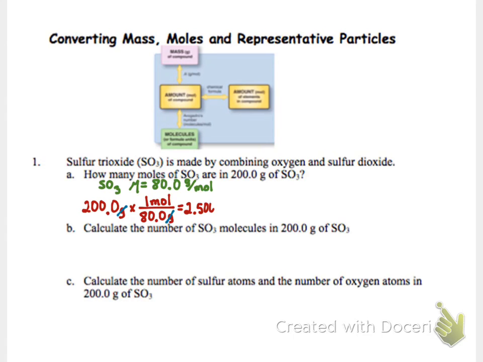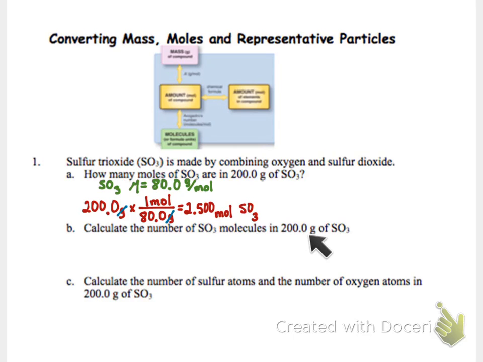So write out the formula, calculate the molar mass, and just like we just learned, go from grams, divide by molar mass, grams per mole, and convert to moles. Next step, we're going to calculate the number of molecules. We call them molecules because SO3 is covalent, so we call them the groups, we call them molecules.